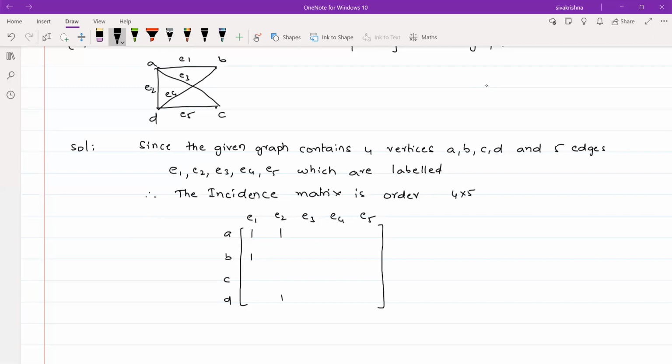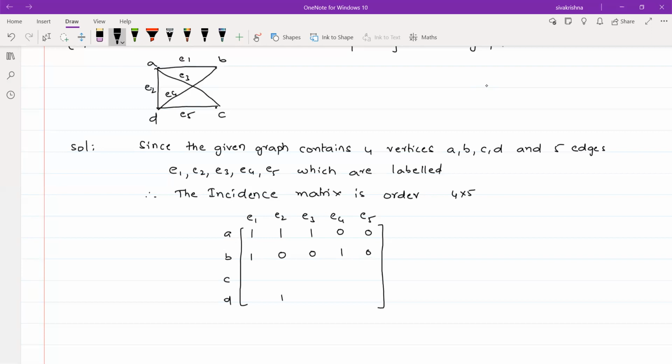Okay, coming to the third element: is the edge E3 incident on the vertex A or not? Yes, it is incident, so we have to write 1. And E4 is not incident on A, so we have to write 0. Also E5 is not incident on the vertex A, so we have to write 0. Coming to the second row, yes, E1 is incident on B, so we write 1. E2 is not incident on B, so we write 0. E3 is also not incident on B, so we write 0. E4 is incident on B, so we write 1. And E5 is not incident on B, so we write 0.